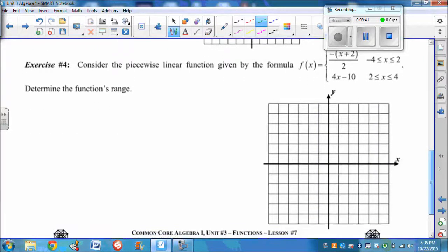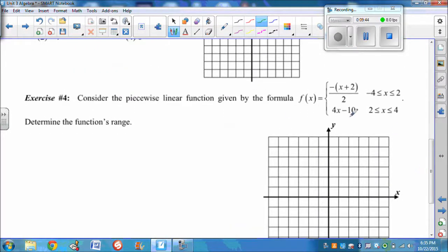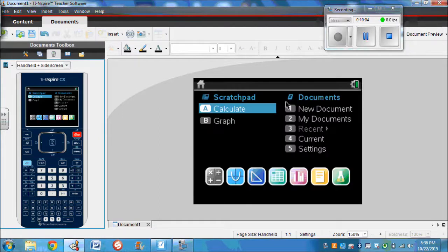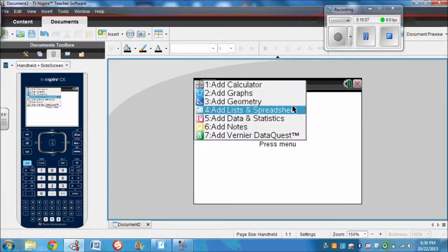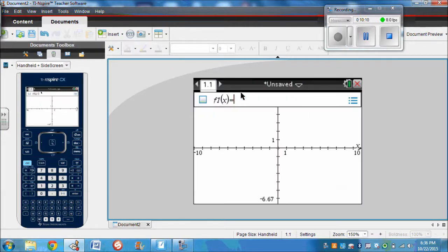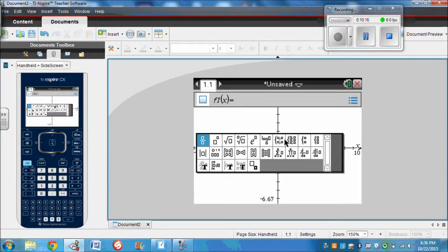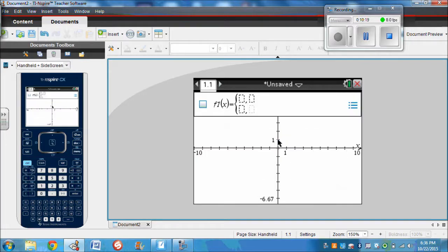Consider the piecewise function given by this formula. We've got 2 pieces to it. Determine the function's range. What we want to do is go into our calculator. I'm going to pause mine to turn my calculator on. I'm just going to remind you guys where to enter the piecewise function. We go to the home screen, to 1, and then add a graph, and then the piecewise function is next to the 9 key, and there are 2 parts to it. So that's the one we want. Go ahead, enter yours in, and then resume it.